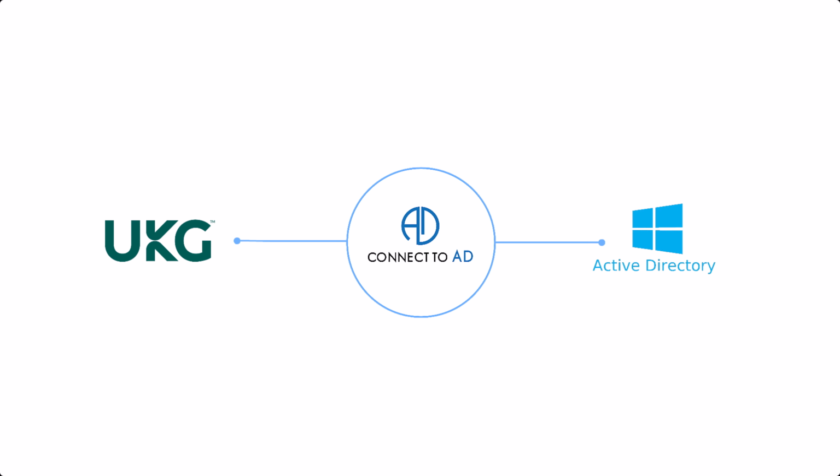At a high level, Connect to AD automates user provisioning, updates, and deprovisioning by reading employee data from UKG and applying rules in Active Directory. As data changes in UKG, Connect to AD evaluates those changes and determines whether a user needs to be created, updated, or disabled. All of this behavior is driven by flexible expression-based rules, which means you can adapt it to how your organization works.